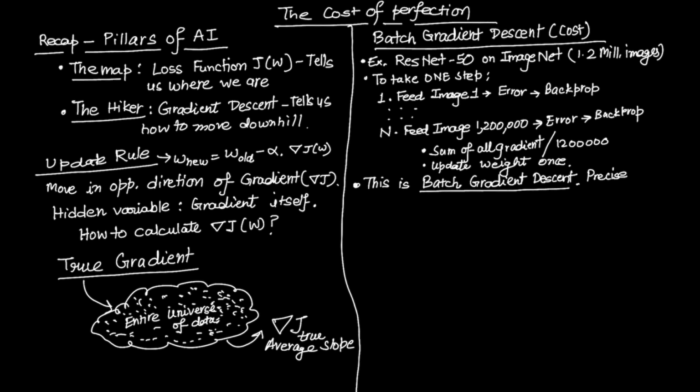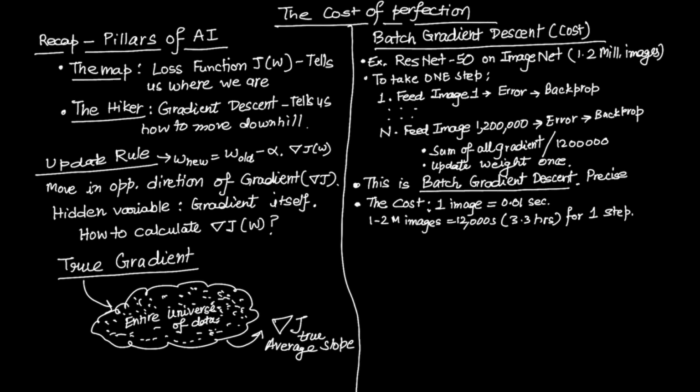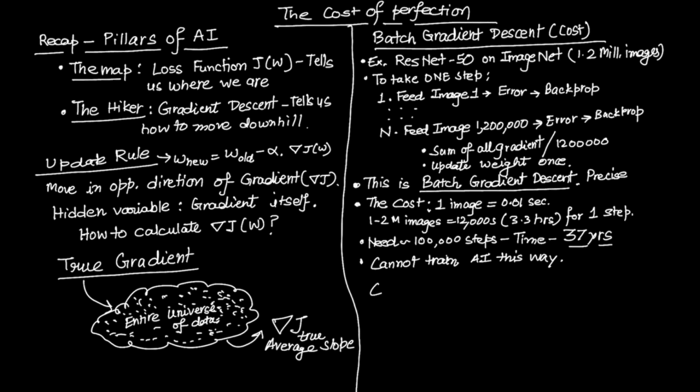It is precise, it moves directly downhill, it follows the curvature of the earth perfectly. But let's talk about the cost. If processing one image takes 0.01 seconds, processing 1.2 million images takes 12,000 seconds. That is 3.3 hours for one single step. To train a model, we usually need 100,000 steps. Do the math. That's 37 years. You cannot train a modern AI this way. So we need a compromise.